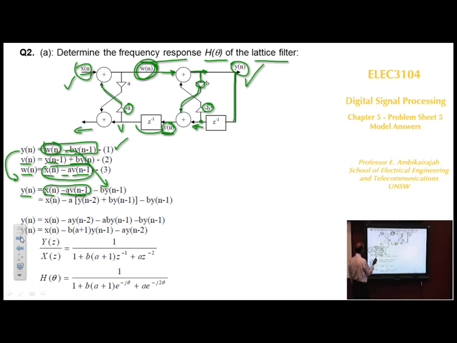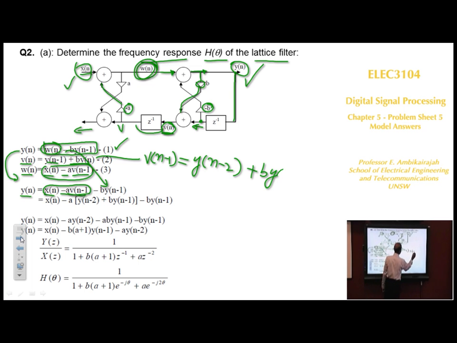Then you substitute for v(n-1). So what do you get? v(n-1) will give you y(n-2) plus b y(n-1). Put that in here for v(n-1). So that's that, and that's there. Now you simplify this one, combine them all together, and you will find this equation from that equation.